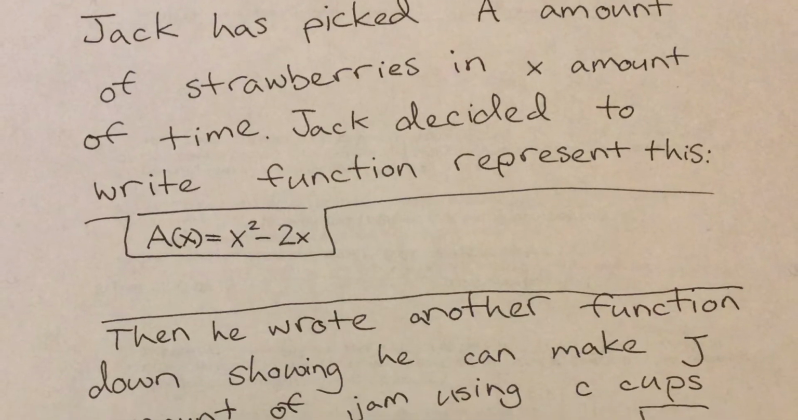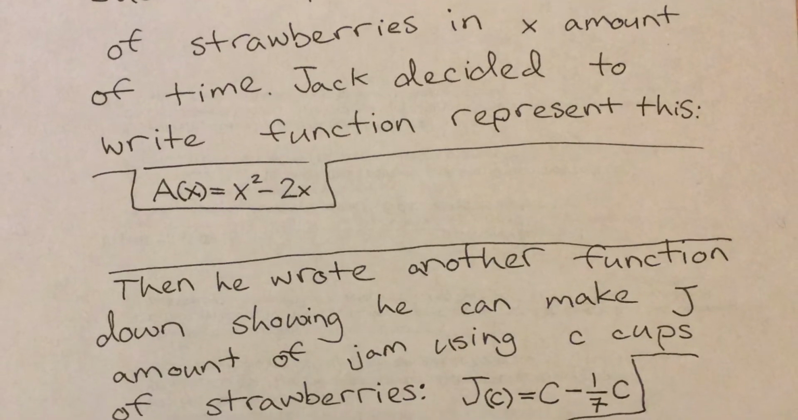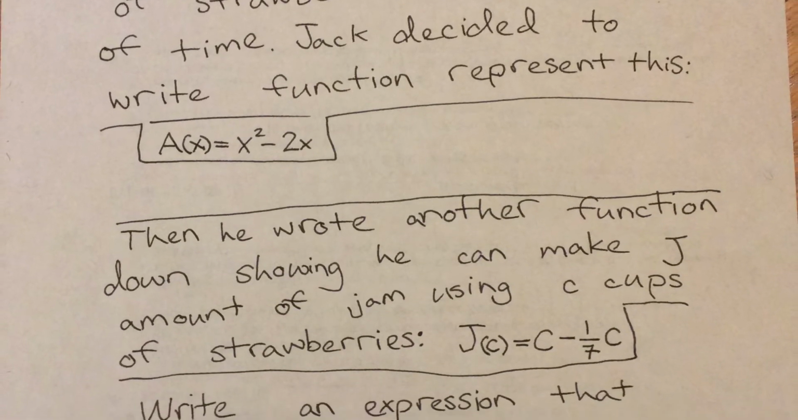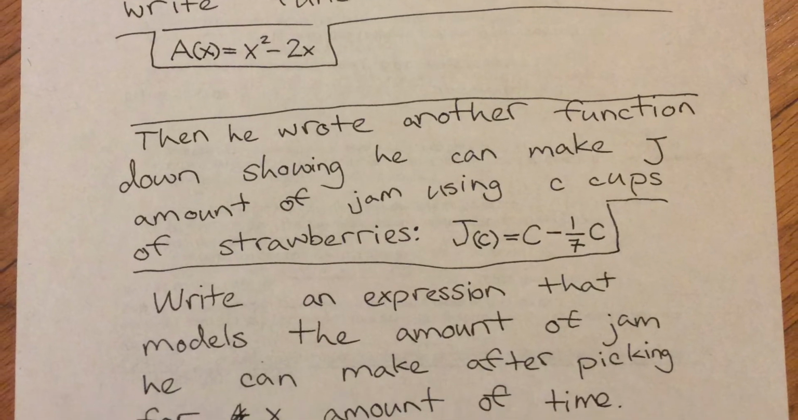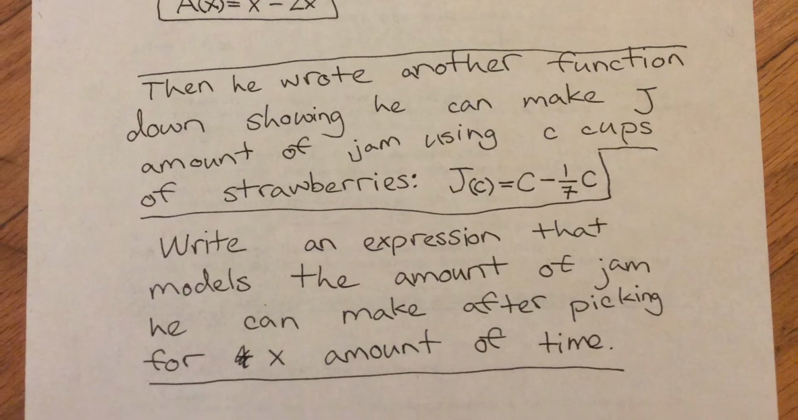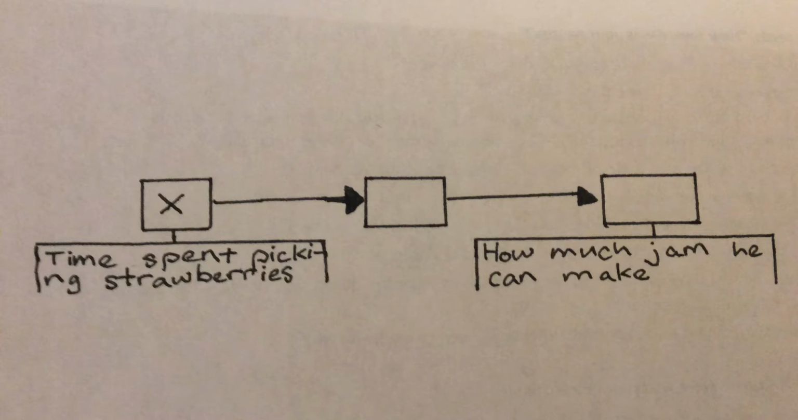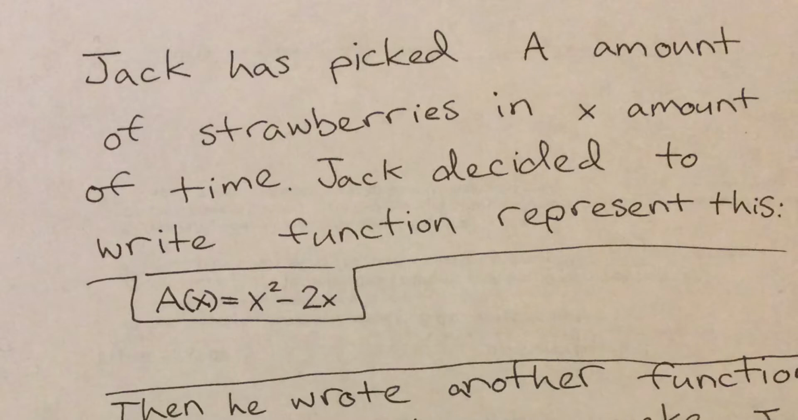So what does this mean? Well, it means that we have to find out how much jam Jack can make as a function of how much time he spent picking strawberries. If you look at the diagram, you'll see that the time Jack spent picking doesn't directly affect how much jam he can make. So because we don't really know what's in the middle, why don't we reference our word problem? Why don't we just read it from the top?